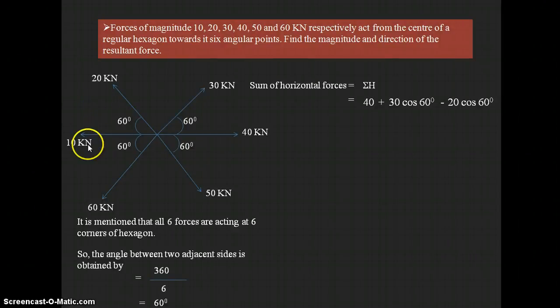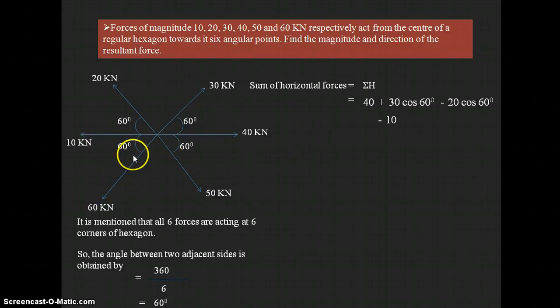And the next force is 10 kilonewtons. This 10 kilonewtons is again already acting in horizontal direction. So the 10 kilonewtons only becomes the horizontal force which is acting on a body. And again we have to consider negative because it is acting in negative x direction. Okay, so minus 10. Next, similarly for 60 kilonewtons we need to take the horizontal component.